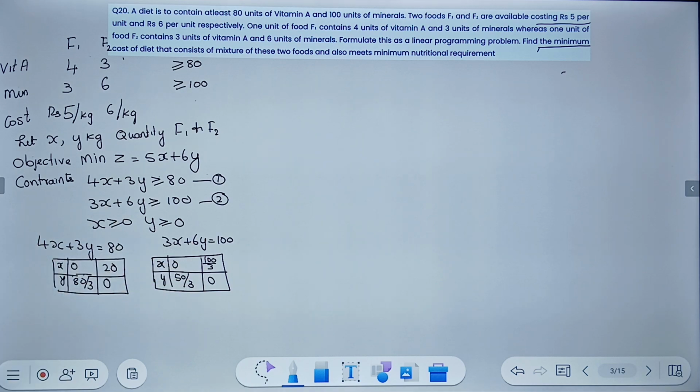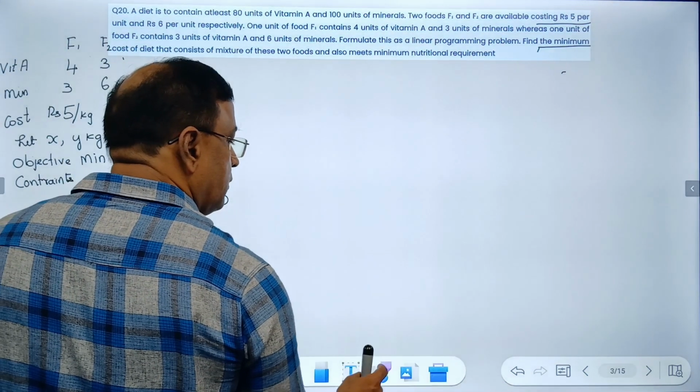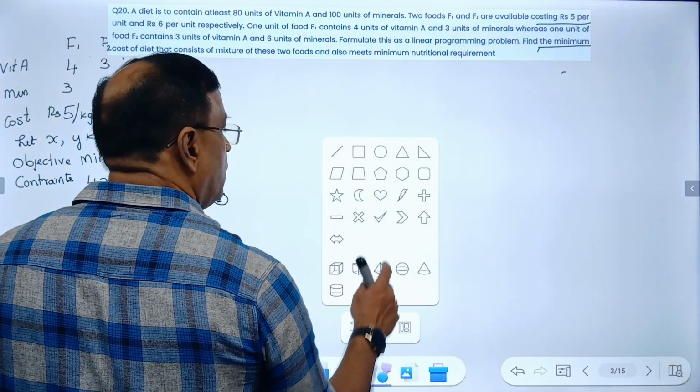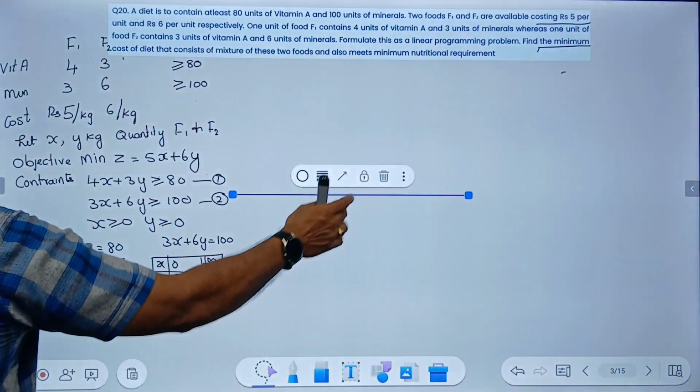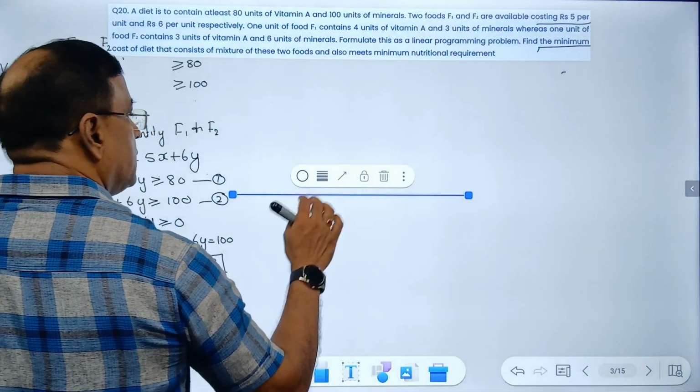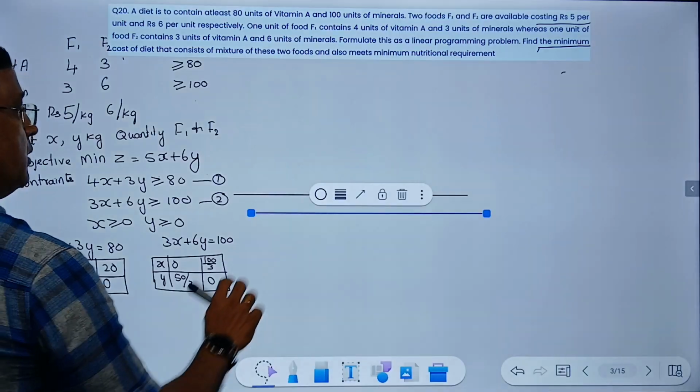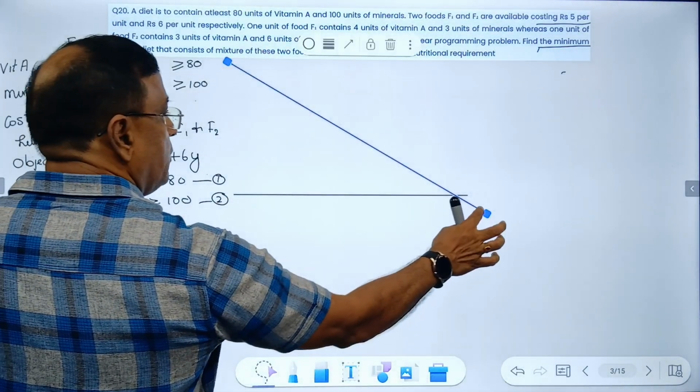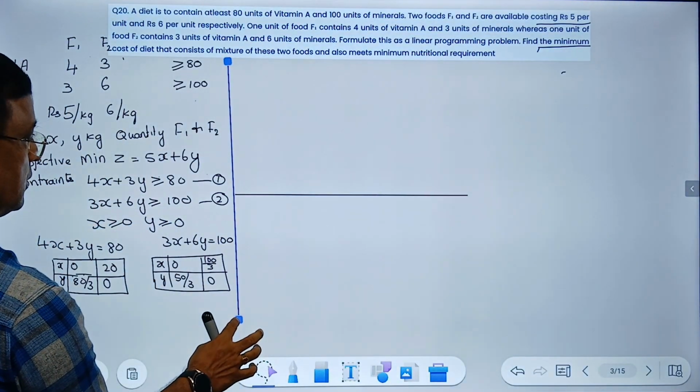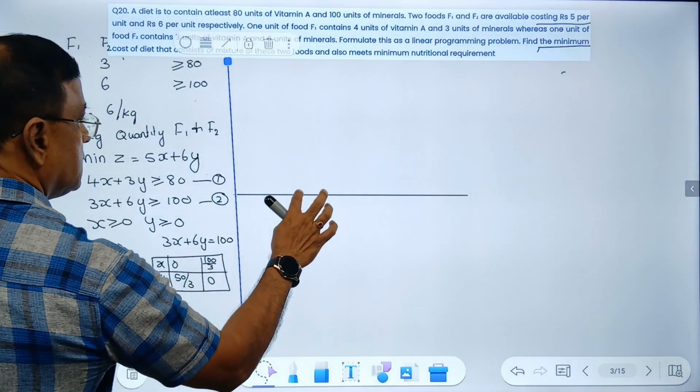Now I want to draw the graph. How do I draw the graph? Let me take the x-axis and y-axis. I'll copy it and keep it, so I need one more copy. This is my x-axis and this is my y-axis.